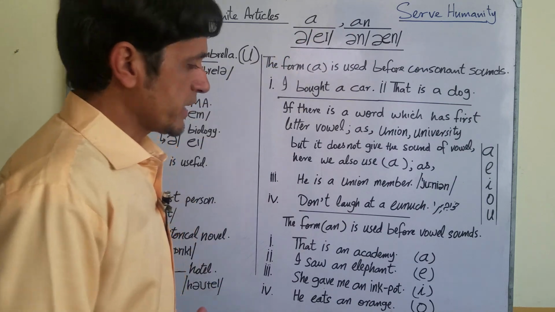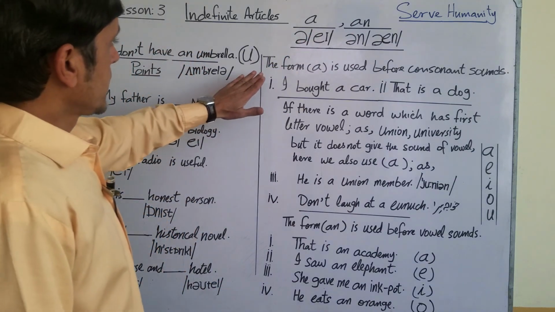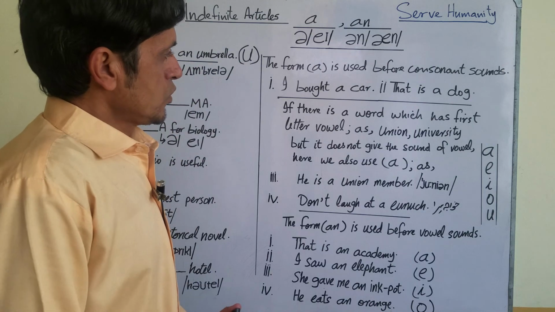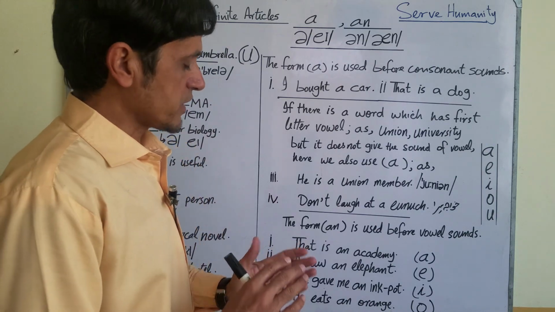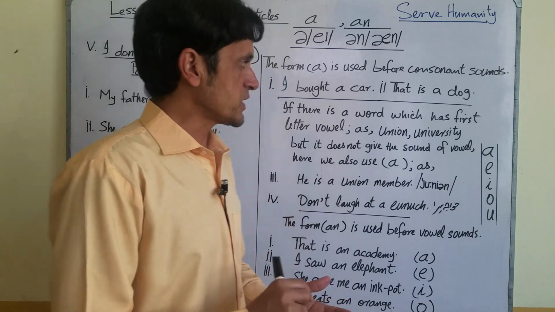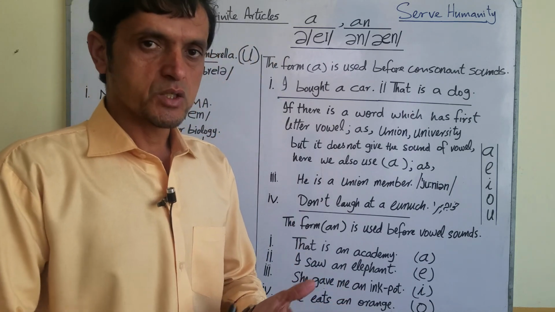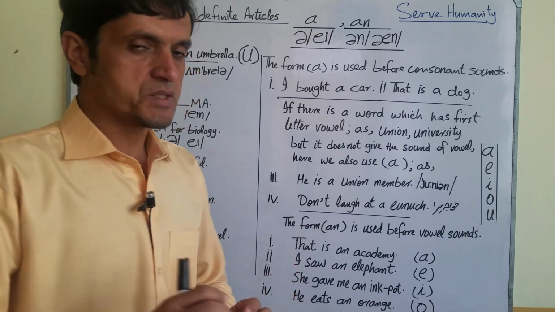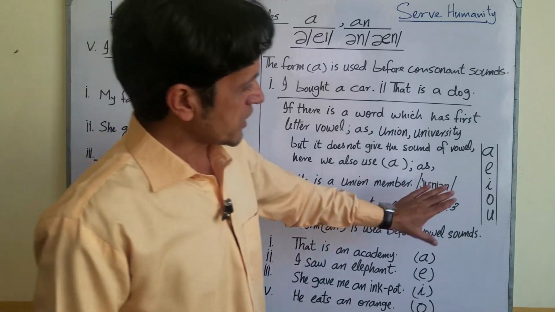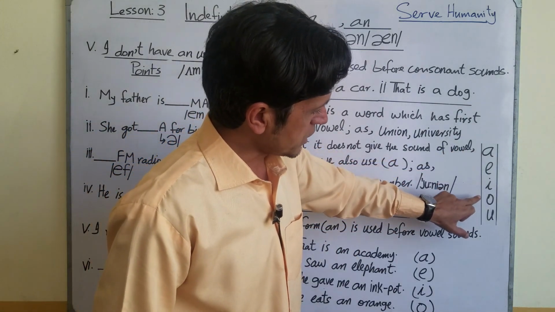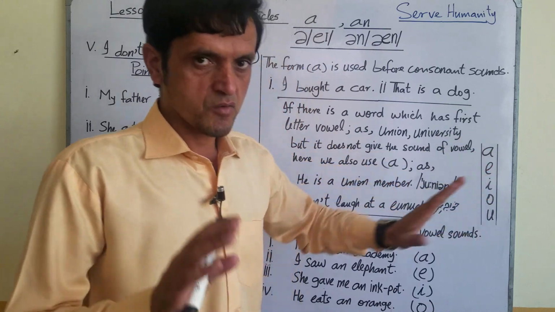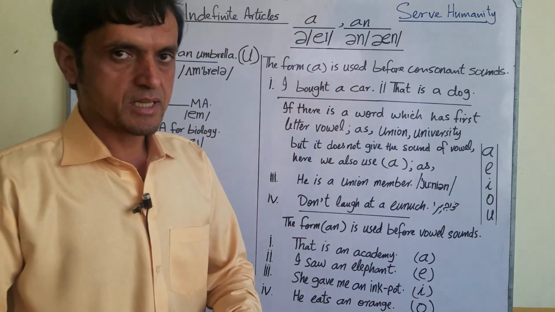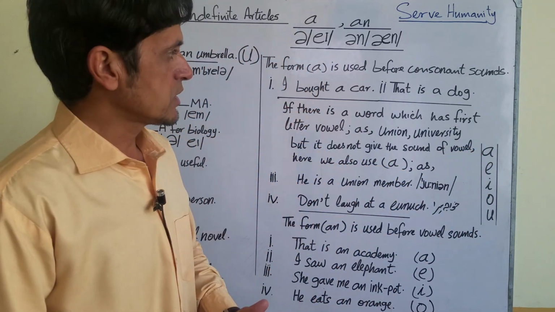A, an. Okay, now you see the form a is used before consonant sounds. We have 26 letters in English, from A, B, C to Z, and out of these 26 letters we have 5 vowels: A, E, I, O, U. These are called vowels, and without these 5, the remaining letters are called consonant letters.